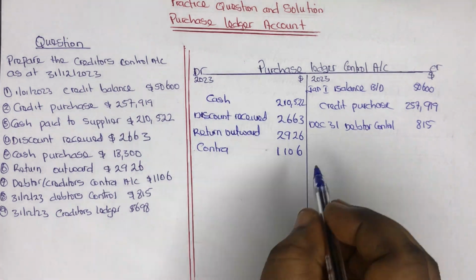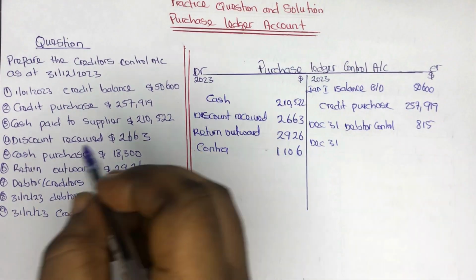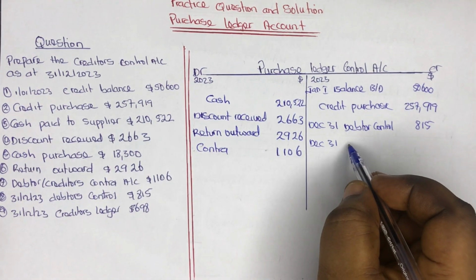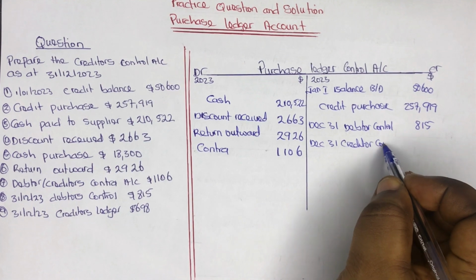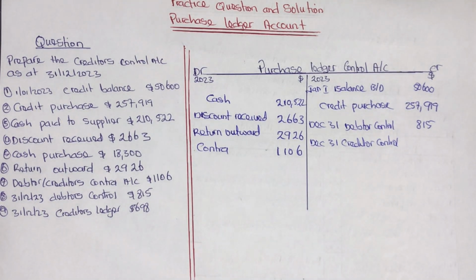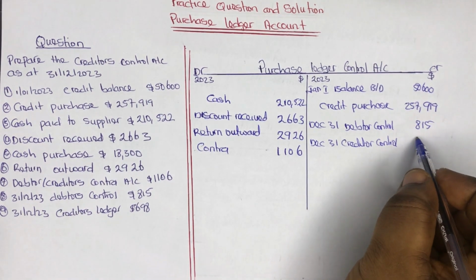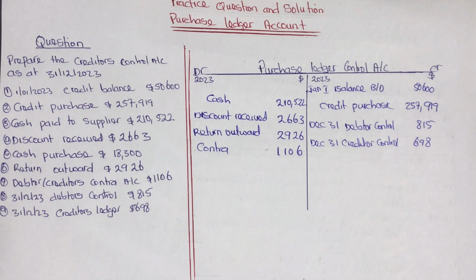We also have December 31st again, creditors control, 698. So that is it for the transactions.